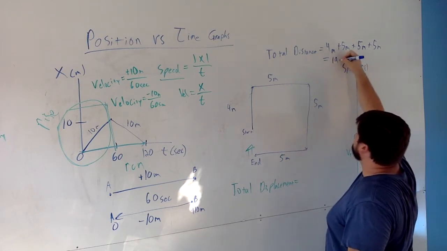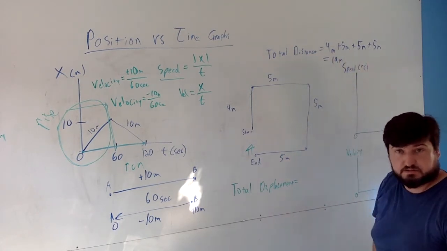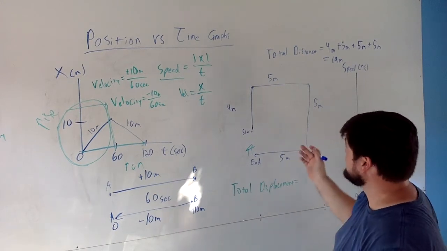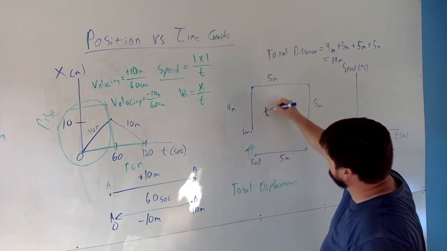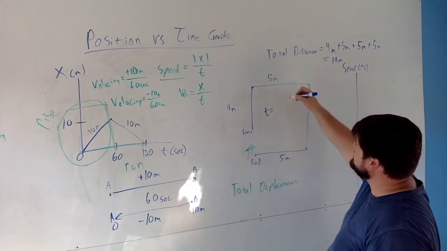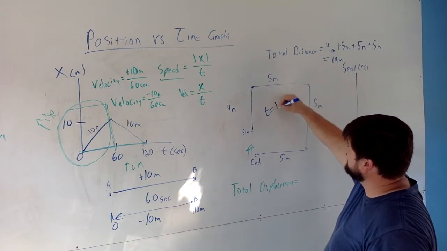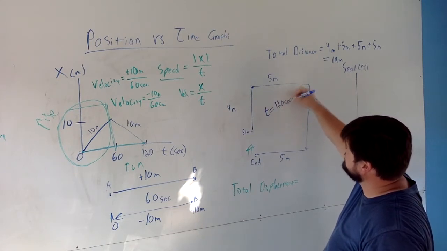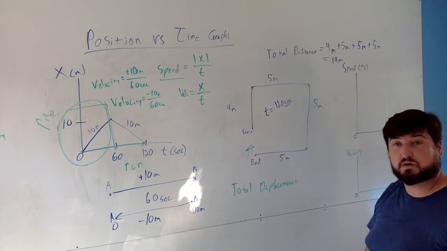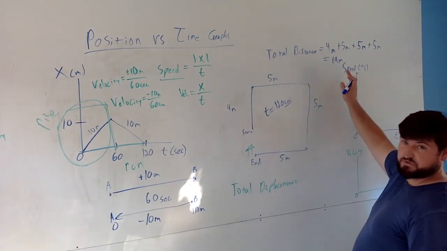You covered 19 meters in your distance. That's how far you actually went. And let's say the total time of travel was 120 seconds. You did it in 2 minutes. You're going fairly fast. 120 seconds, okay? So what would your speed be?